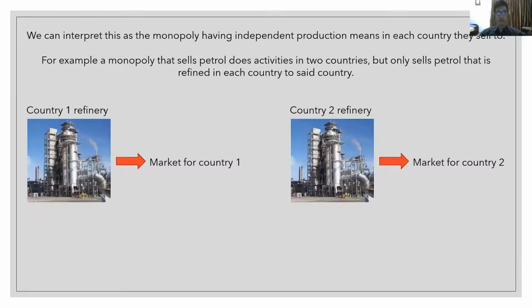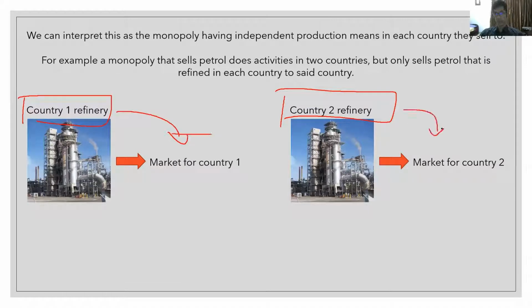To further interpret, because it's still a little bit difficult to imagine, we can interpret this as a monopoly having independent production needs in each country they sell to. For example, a monopoly sells petrol, does activities in 2 countries, but only sells petrol that they produce in said country to the market of said country. So, for example, the monopoly here has a refinery in country 1 and a refinery in country 2, but only sells its products to said country's market, making it so they do not have any relation with each other.